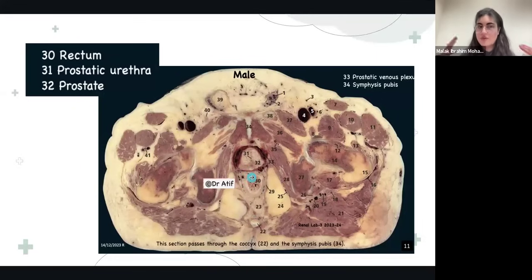And 30, which is right behind the bladder and the prostate, it's the same thing, it's just below it. Right behind the bladder, you would have the rectum.